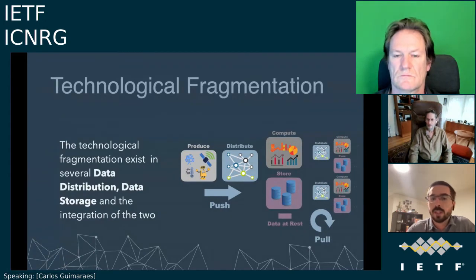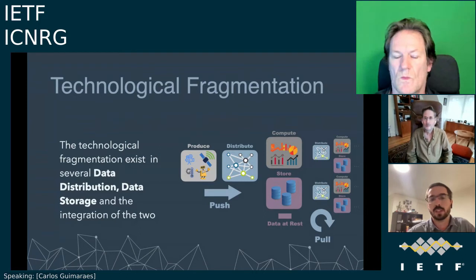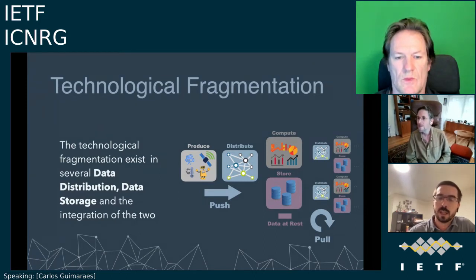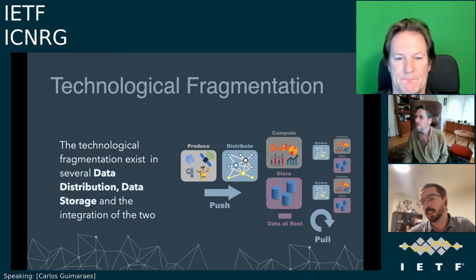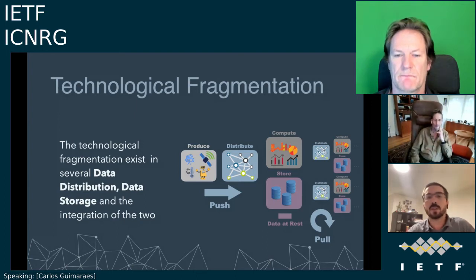And what is the catch? The catch is that while data goes on this journey, every time we need to move from data in motion to data at rest, or data at rest to data in motion, we clash against a technology barrier, meaning that these two technology ecosystems are really fragmented. On one side, we have the technology to push data, and on the other side, we have the technology to store and to retrieve data.